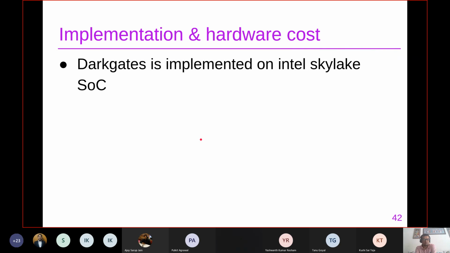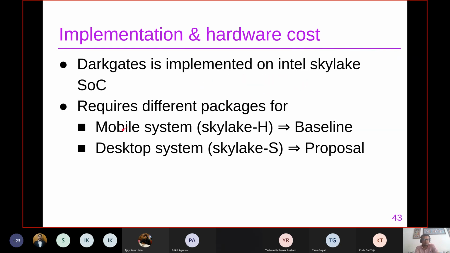Now, how they have tested or implemented their architecture? They have implemented it on Intel Skylake SoC, wherein the SoC has two different systems. That is the mobile system, that is Skylake H, and the desktop system, that is Skylake S. Their proposal is to actually target the desktop systems. So they will implement their proposal on Skylake S and they will use Skylake H as their baseline system.